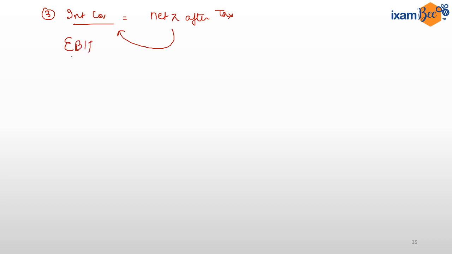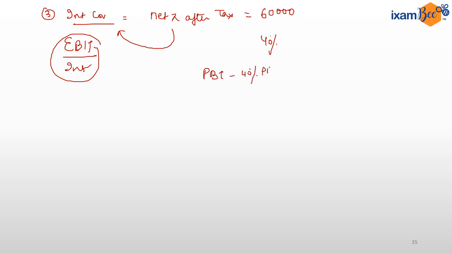The next question was on the interest coverage ratio, in which we were given the net profit after tax. Since it was given net profit after tax, we were required to convert this into EBIT, because the interest coverage ratio is EBIT upon interest. Net profit after tax was given to us as 60,000 and the tax rate as 40%. So PBT minus 40% of PBT would give us 60,000, which is PAT. In this way, we will be getting PBT as 1 lakh if you solve this equation.